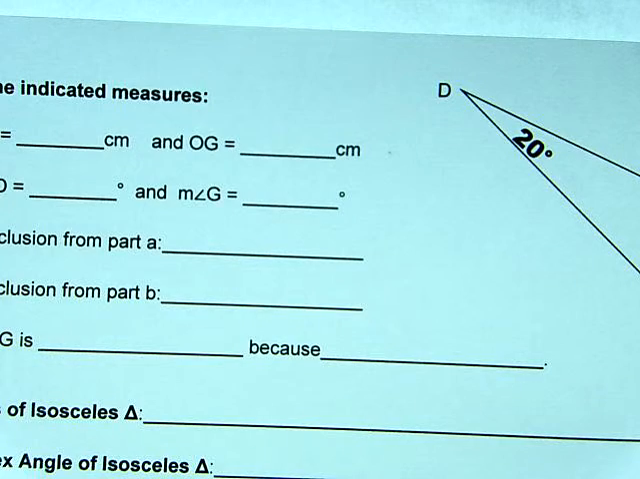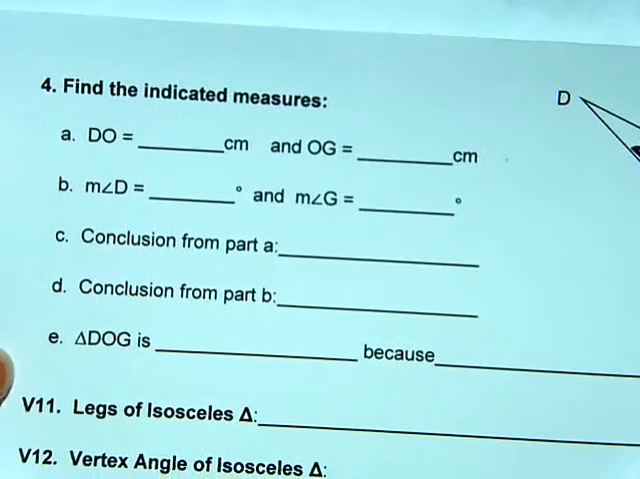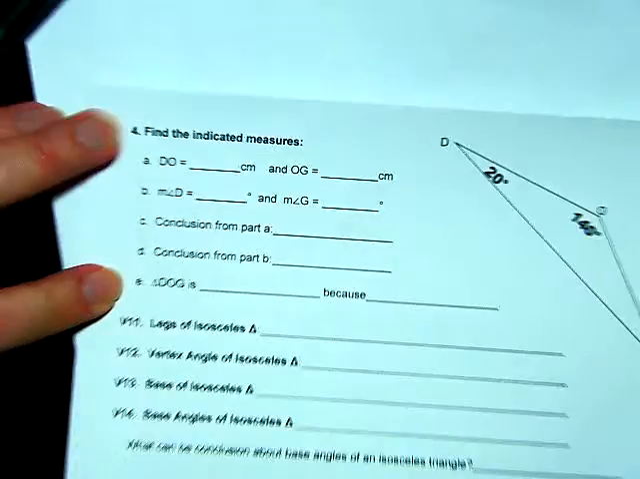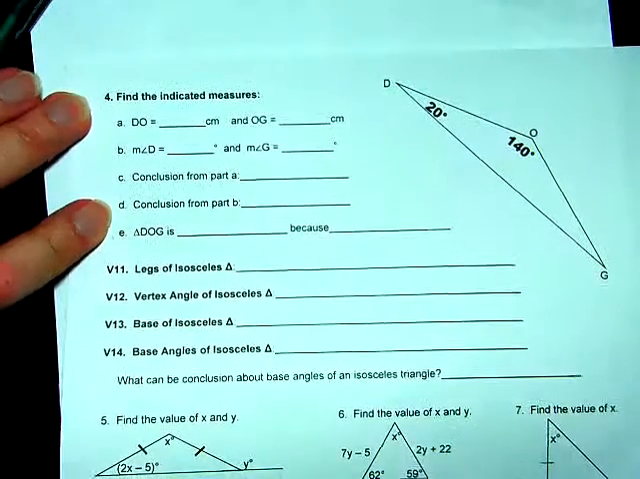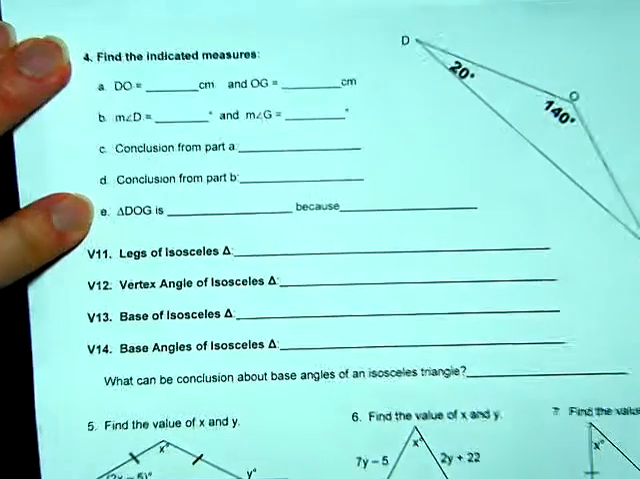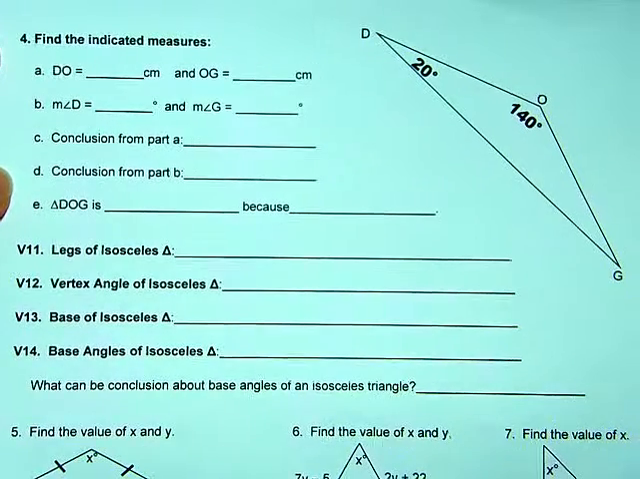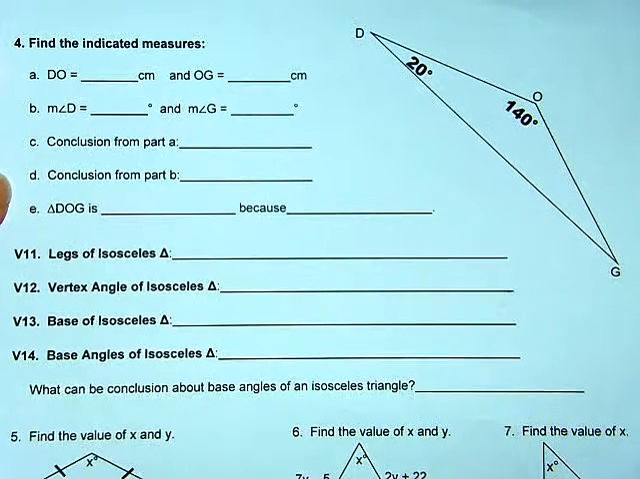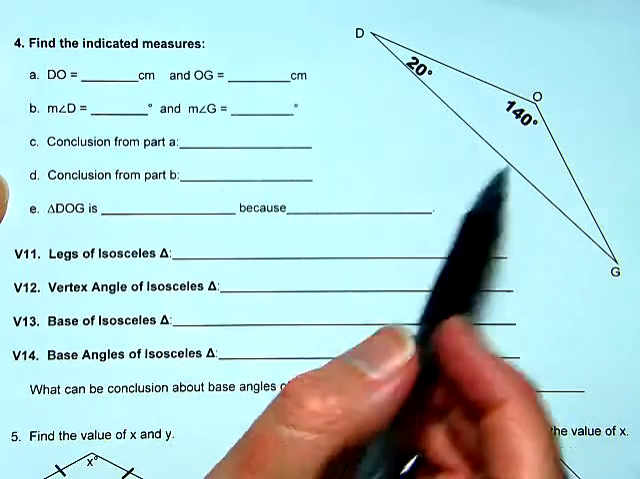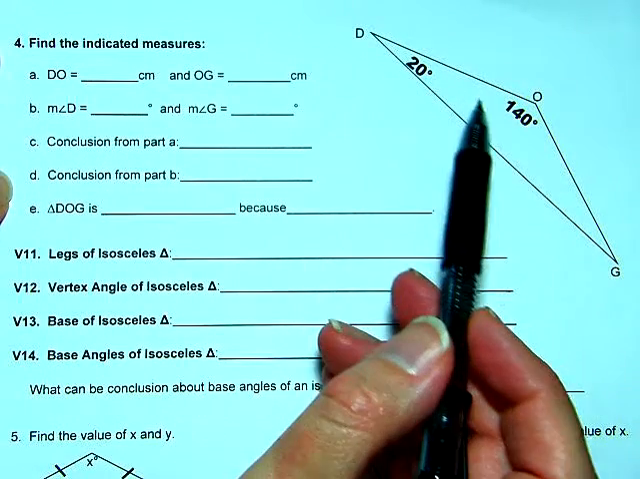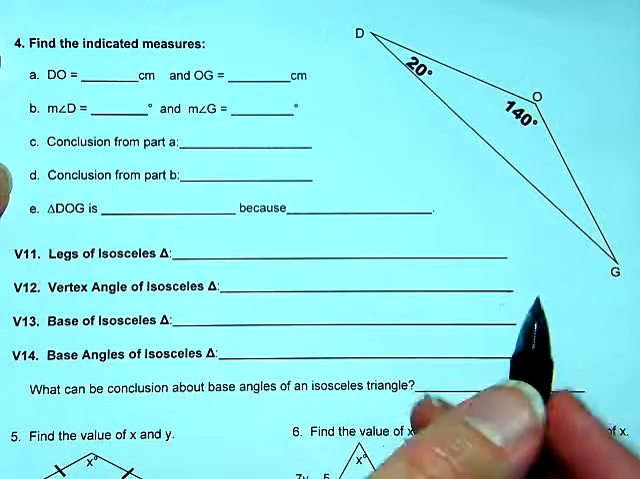Next, we have a very quick review of isosceles triangles again. We've done something very similar to this part of the page in the past, but let's just review so that we can refresh our memories about the vocabulary of isosceles triangles. We've got a triangle here, and I'll spare you the measurements.